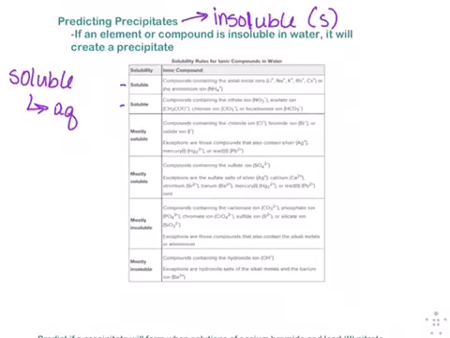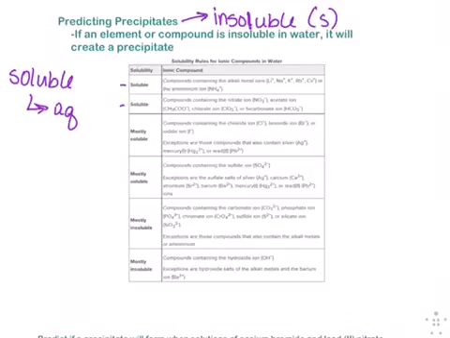Mostly soluble are compounds containing the chloride ion, the bromide ion, or the iodide ion. Exceptions, this is why it's mostly, because there's an exception. Exceptions are those compounds that also contain silver, mercury, or lead too. So if it's silver bromide, it will be insoluble because the silver is insoluble. Does that make sense? All right, mostly soluble again are compounds that contain the sulfate ion.